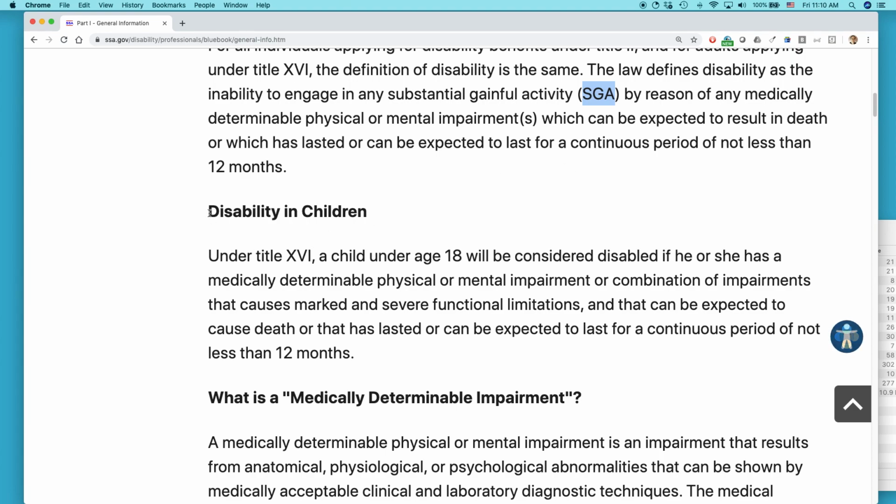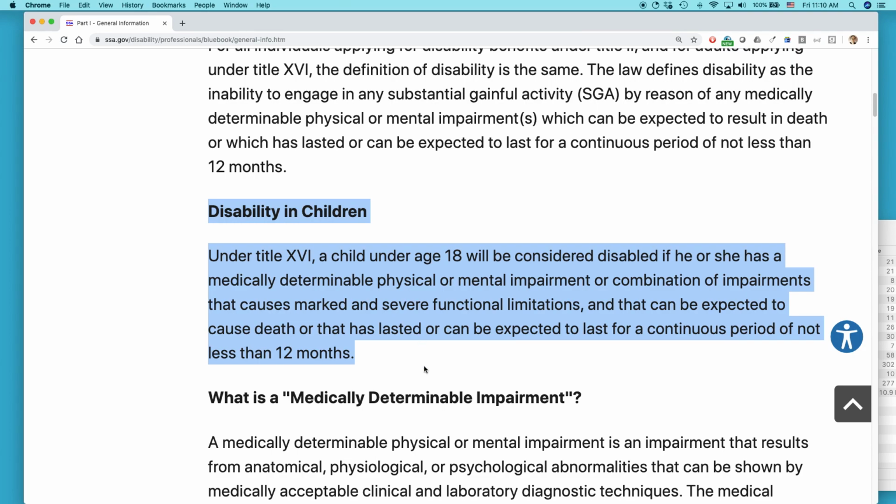Okay, the SSA website also has a section for disability in children. Under Title 16, that is SSI, a child under age 18 will be considered disabled if he or she has a medically determinable physical or mental impairment or combination of impairments that causes marked and severe functional limitations and that can be expected to cause death, or that has lasted or can be expected to last for a continuous period of not less than 12 months. So these are for children who have very substantial physical or mental limitations and impairments, or a combination of impairments.